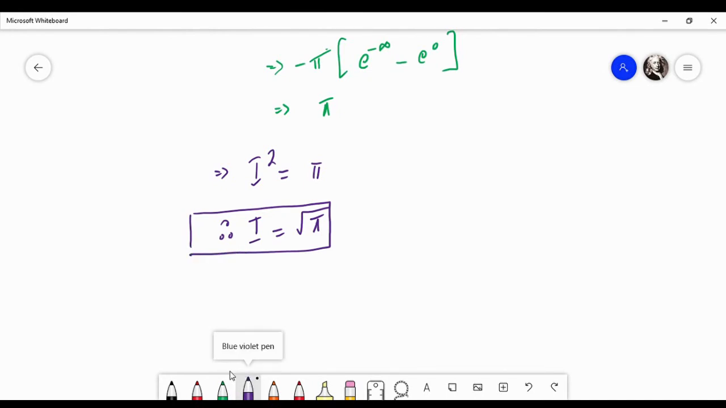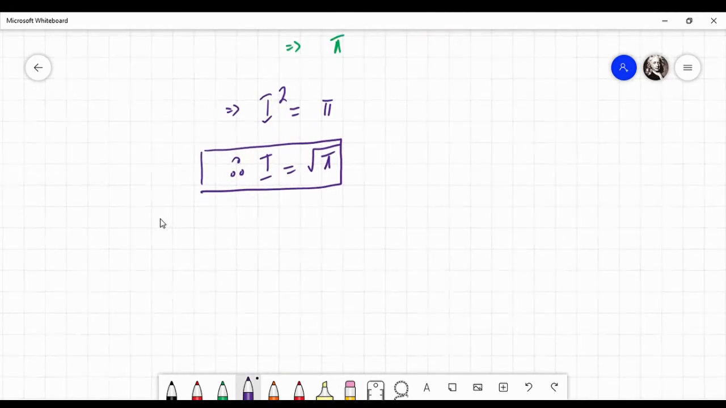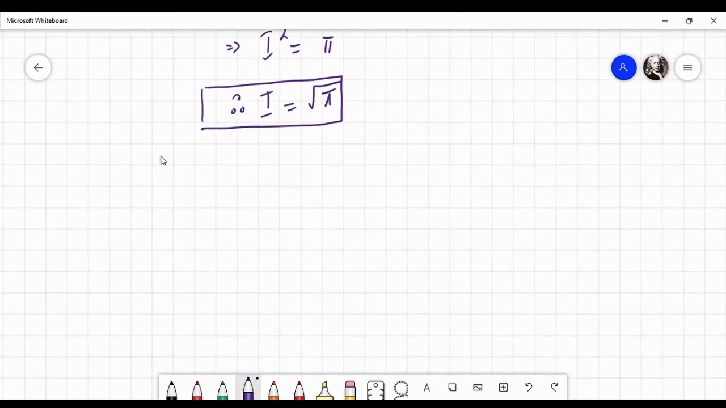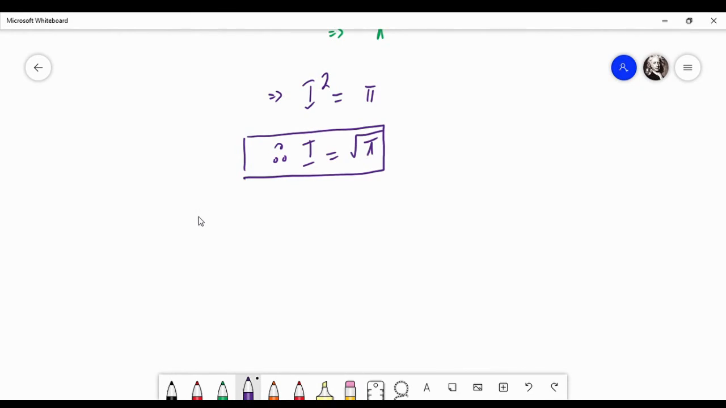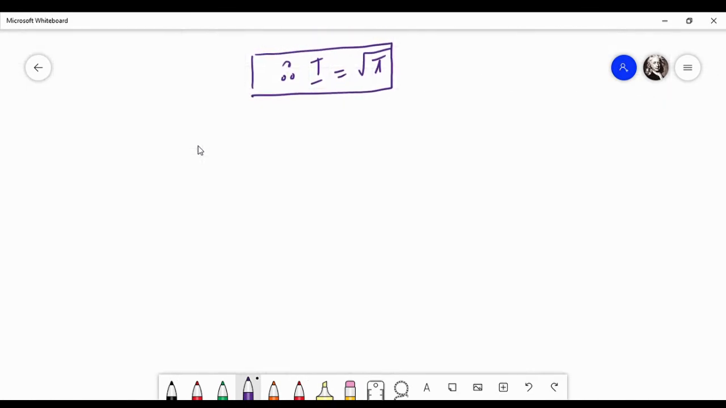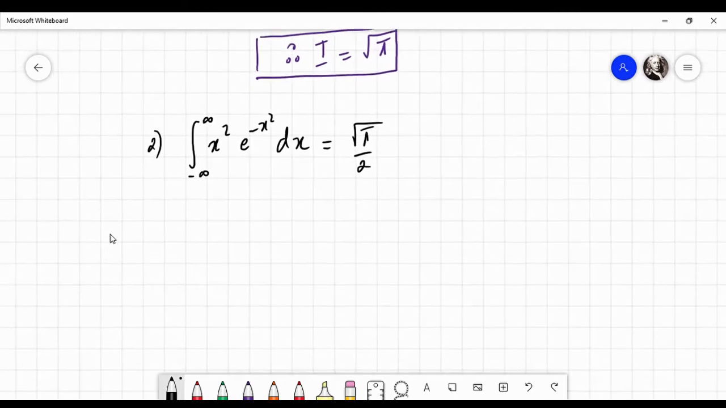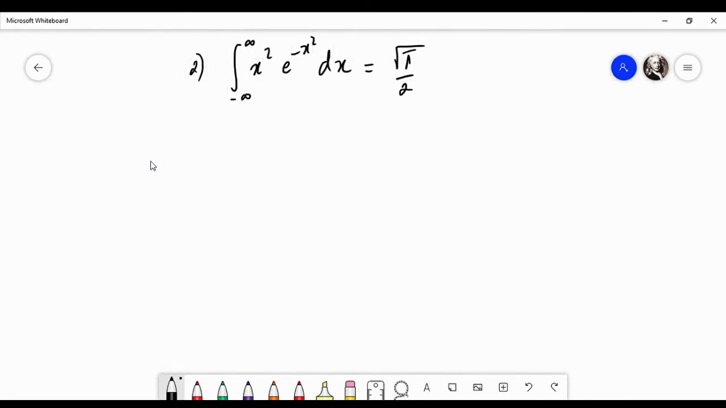Now I hope the methods that I've shown here were easy for you all to understand. Now without any further ado, let's move on to the second integral. Our second integral was basically the integration of x squared e to the minus x squared dx, right? And we had to show that this is just root pi over 2. In this integration also we will use some technique to solve it, and I hope that technique will not be so difficult for you all to understand.